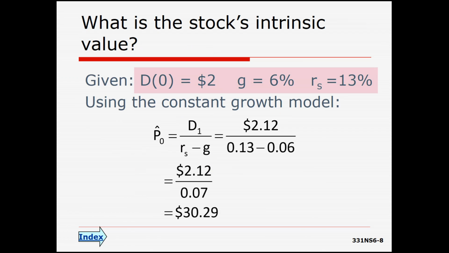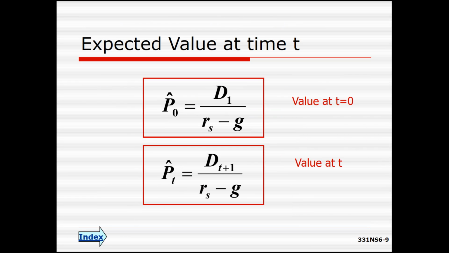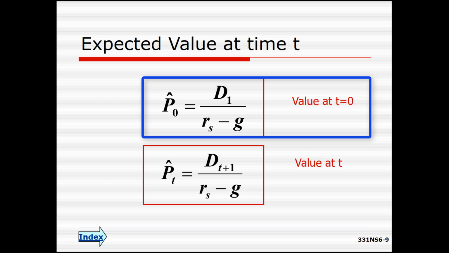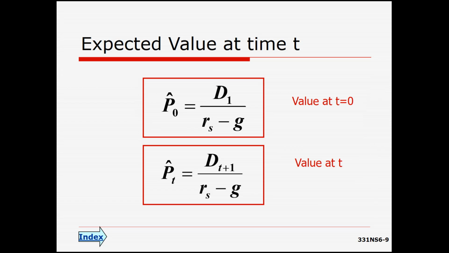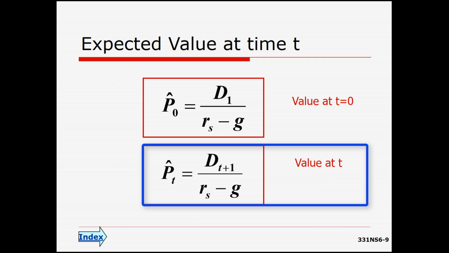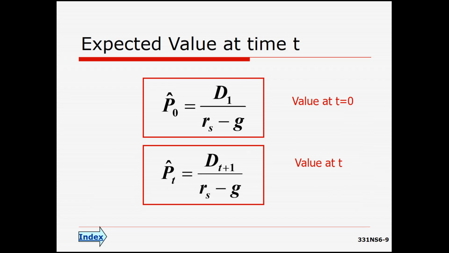Given dividend at time 0 of $2, a constant growth rate of 6%, and a required return of 13%, we have all we need to find the price. Using the constant growth model, the price at time 0 now is $30.29. Let's step back and look at our constant growth formula on top. We're usually solving for the price today, P0. But given D0 and a constant growth rate, we can find the price at any time in the future. So the price at time t is equal to the dividend at time t plus 1 divided by the required return minus the growth rate.